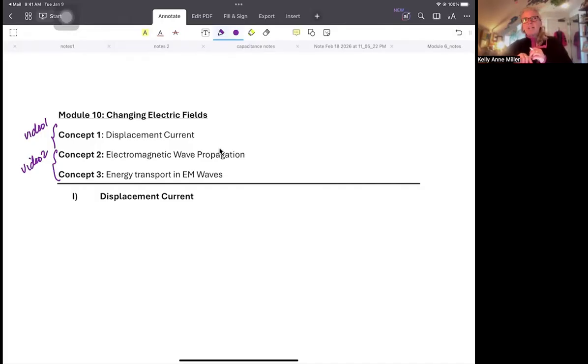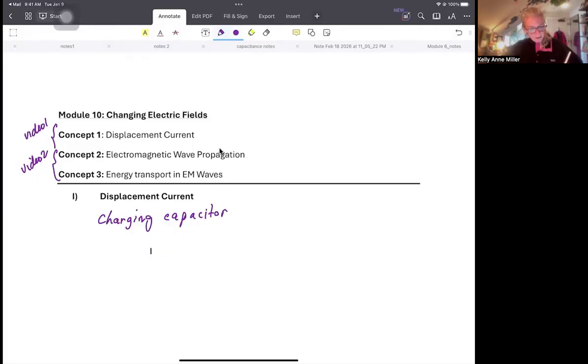So displacement current is a weird concept. It's actually a theoretical concept that emerges from a breakdown in Ampere's law. And it comes specifically from a discontinuity that emerges when you consider a charging capacitor. Okay, so let's imagine that we've got a capacitor that we're charging up.